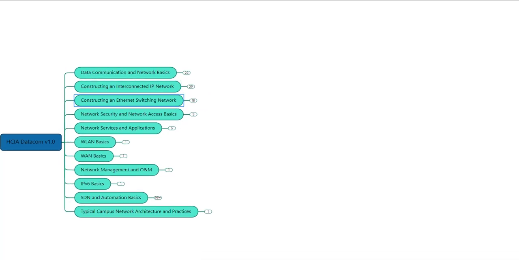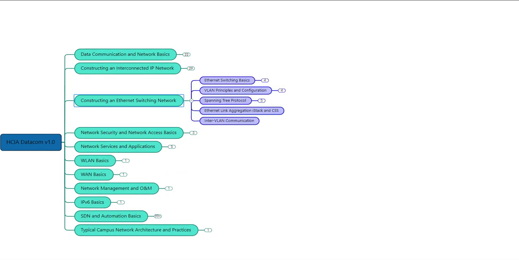In the third module, constructing an Ethernet switching network, we introduce a number of technologies and concepts related to layer 2 of the TCP/IP protocol stack and the OSI protocol suite. So, Ethernet switching basics is what we start with in this module, understanding Ethernet switching, the role of a switch, how it makes its decisions, how it uses MAC addresses to determine where to send frames that it receives from a particular device.